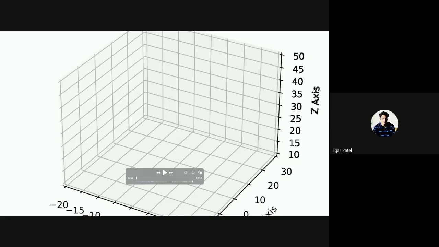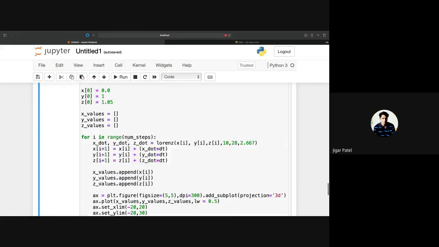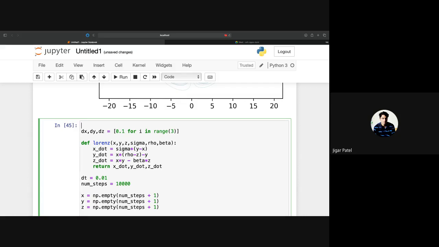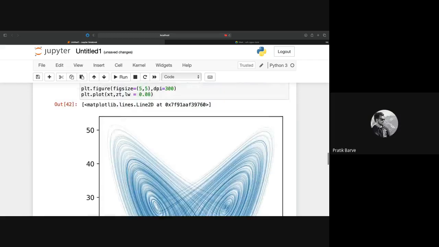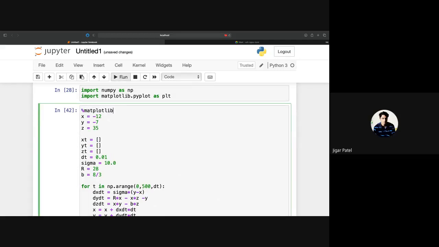Pratik, can you show that you can interact with this 3D plot by just including one line, percentage matplotlib, above every code, so that it pops up in a new window and they can interact with it? Okay, that will be useful. I'll do it in this one. It's useful for interacting with 3D plots.